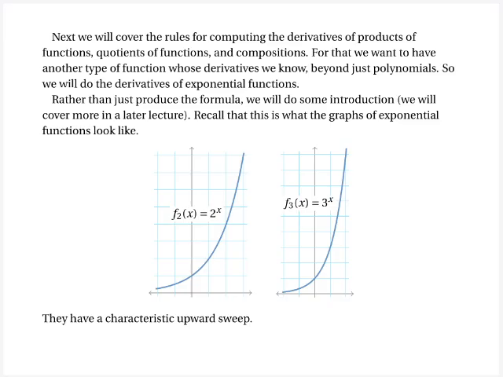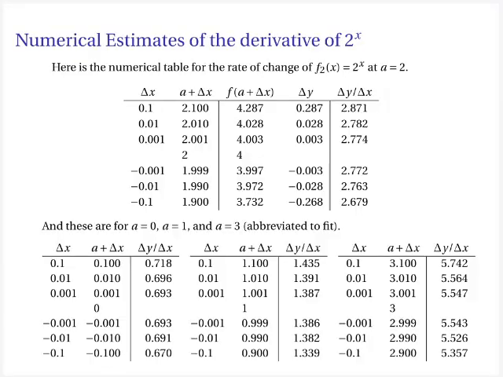x, and they look enough alike that a person thinks to themselves, okay, I can see there's a pattern here. They have this characteristic upward sweep as you move from left to right. I want to, if you'll indulge me, do a numerical estimate for the derivative of 2 to the x. So I did the numerical estimate up here for a equals 2.